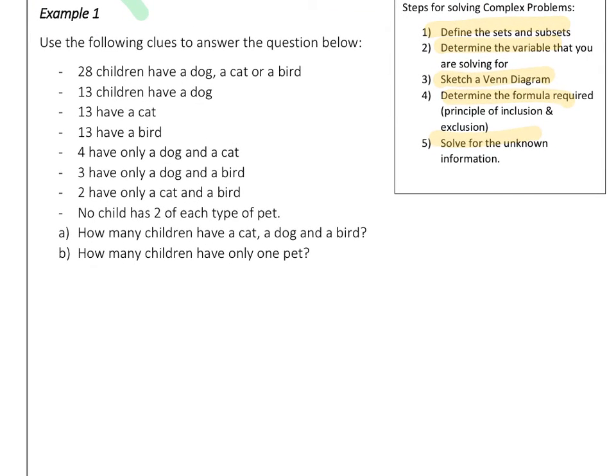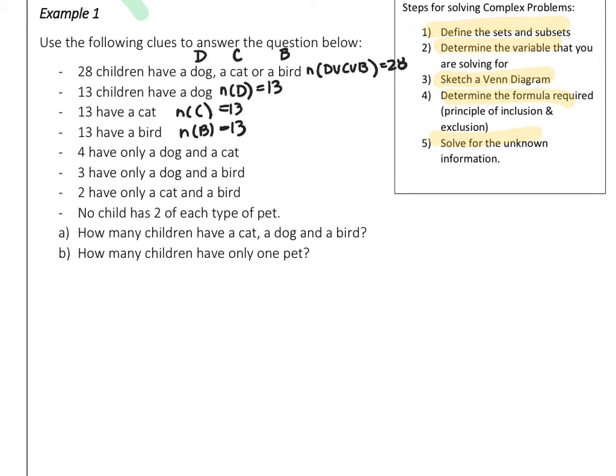So if I have 28 children that have a dog, a cat, or a bird, it would make sense for these to be D, C, and B. And what this basically tells me is that the number of elements that are in dog or cat or bird is 28. Okay, 13 children have a dog, so the number of elements in the dog set is 13. The number that are in the cat set is 13, and the number that have birds is 13.